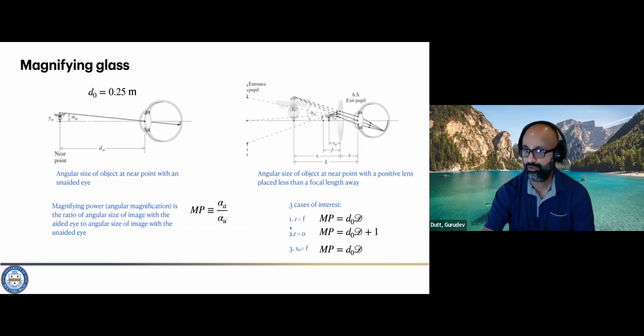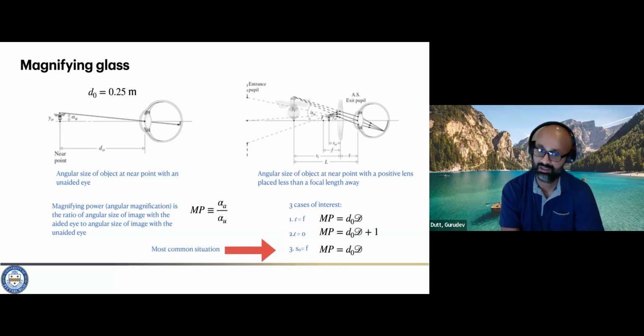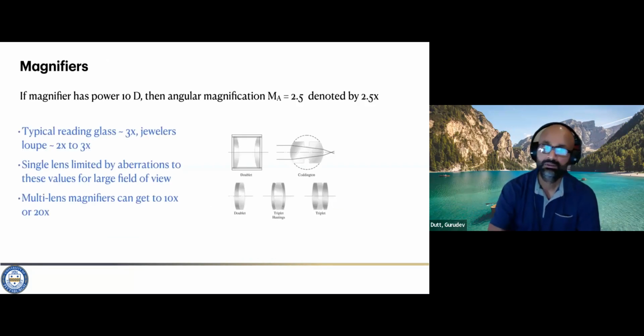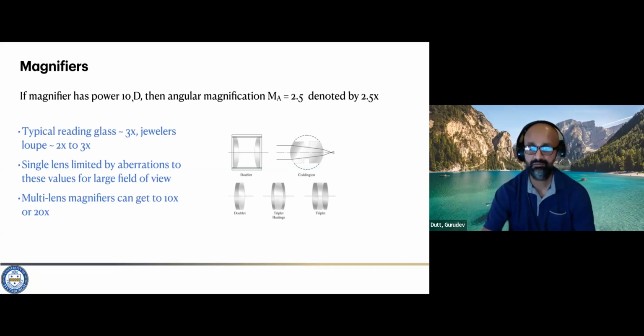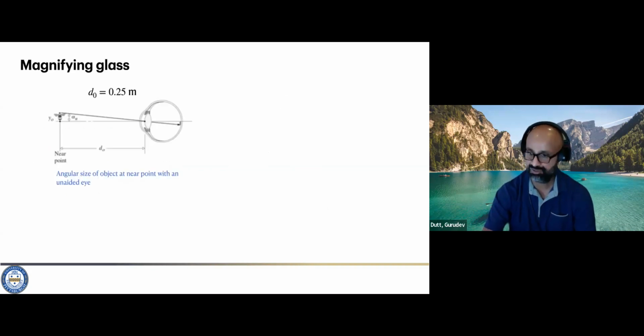There are three cases of interest. I'm going to ignore the first two; you can derive them from this geometry and the lens equations. The typical situation is when we keep the object distance S0 at almost a focal length away, in which case the rays will appear to be coming from infinity, which is best for our eye. Our eye is most relaxed when the rays appear to be coming from infinity. Then we can define the magnifying power, which is the ratio of the two angular sizes in the aided and unaided cases. You can calculate that to be exactly D naught times D, where D is the dioptric power of this extra converging lens that we have introduced. This is the most common situation, and it helps us because then we don't have to accommodate our eye. Standard magnifying glasses have magnifications given by this equation.